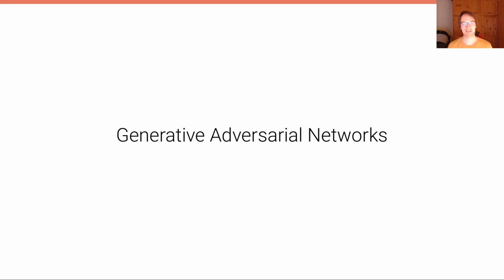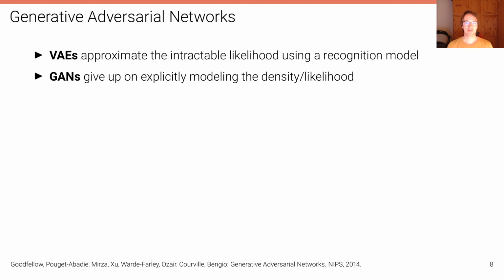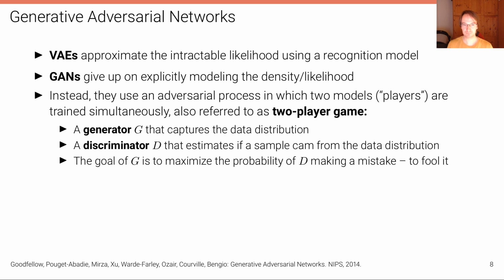So what is a GAN? What is a generative adversarial network? As we've already said, VAEs approximate the intractable likelihood using a recognition model. That's what we've seen last time. Now GANs give up on explicitly modeling the density or the likelihood.